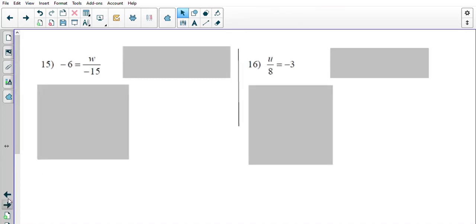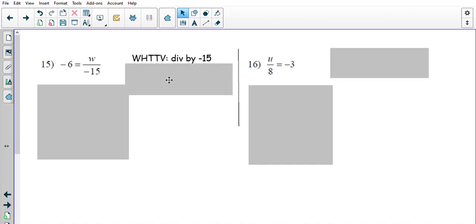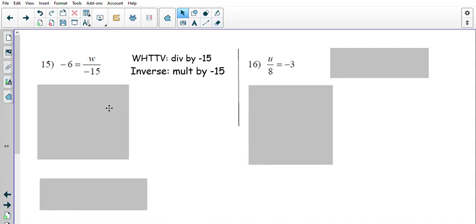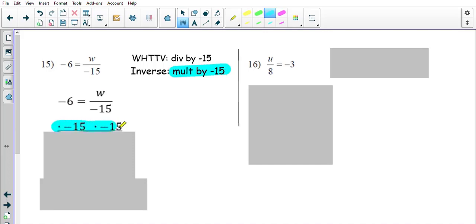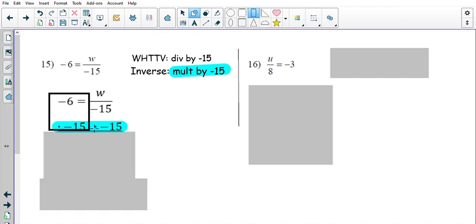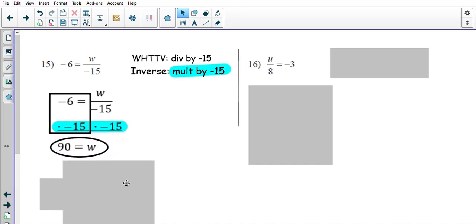All right, numbers 15 and 16. We're almost there. So what's happening to the variable in number 15? We're dividing by negative 6. What's the inverse of dividing by negative 6? Multiply by negative 6. So let's show that one time on each side of our equation. So the inverse of multiplying or dividing by negative 6 is multiplying by negative 6. There we go. Now, in our calculators, we're going to plug in negative 6 times negative 15. That's going to get our solution for W. That's going to get us 90.